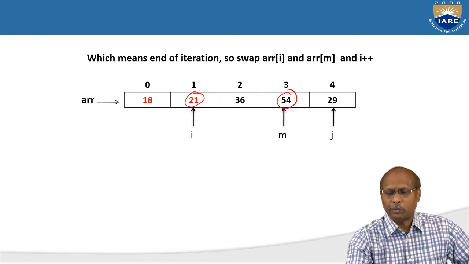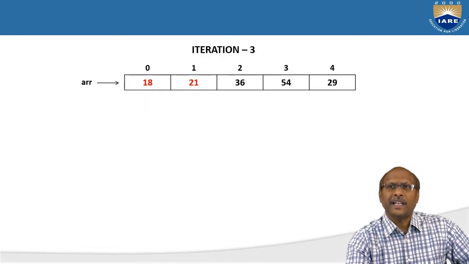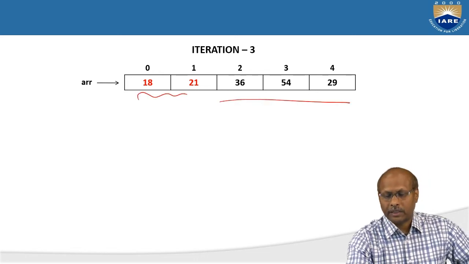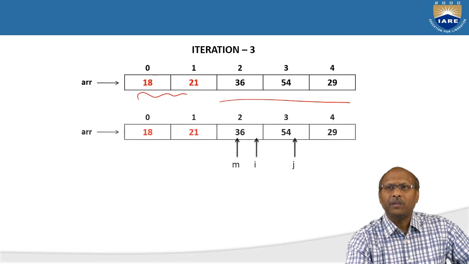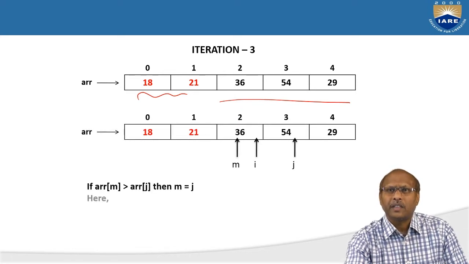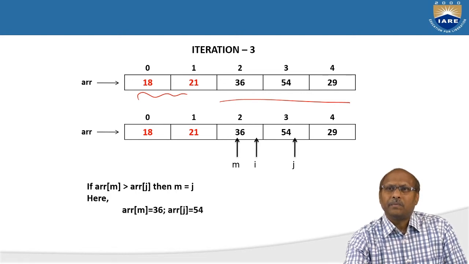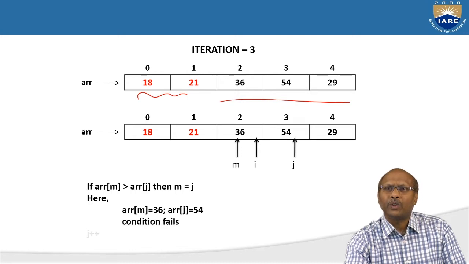So that means 0th position and first position over. Now in the third iteration, the first 2 are over. The remaining 3 elements will do the process. Now initially M and I both are same. 36 with jth element. 36 is greater than 54? No, not need to remember the position.